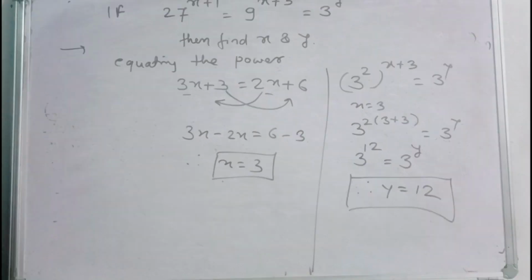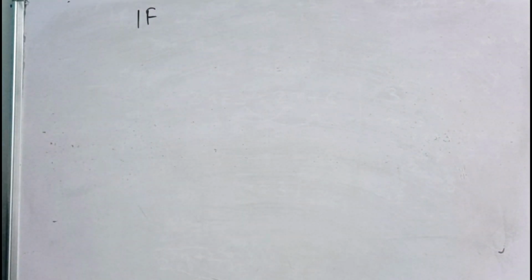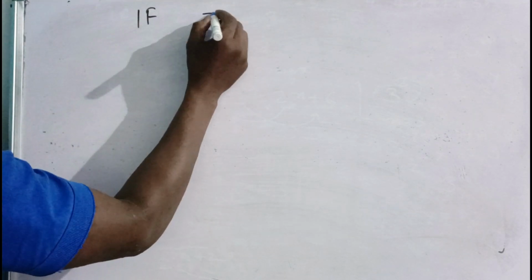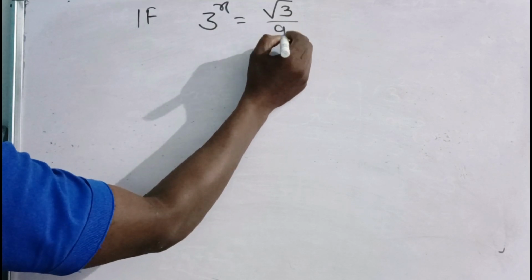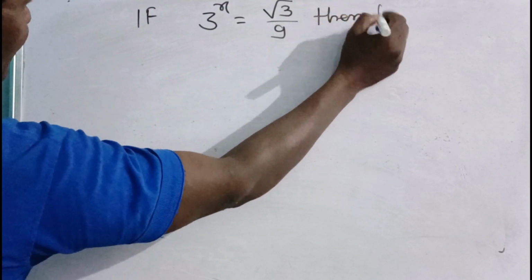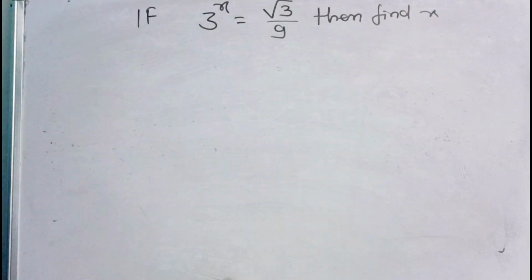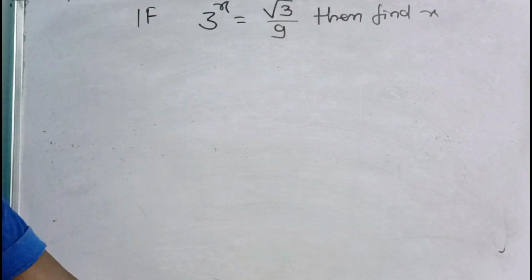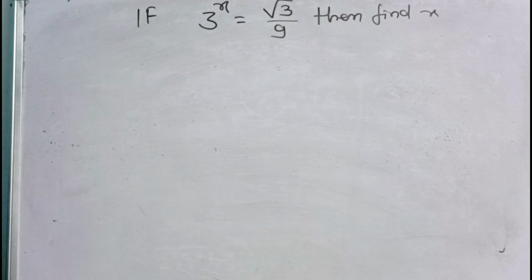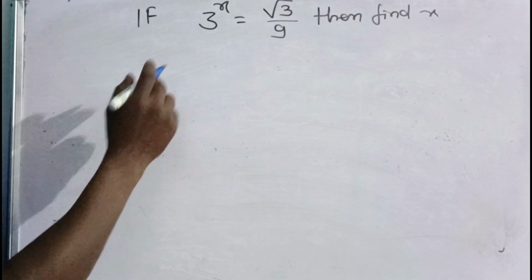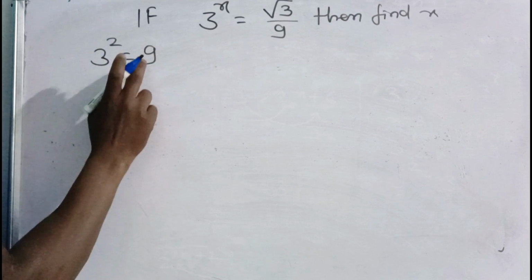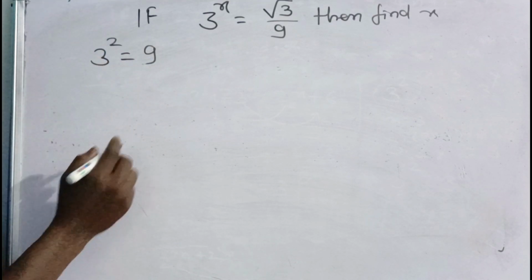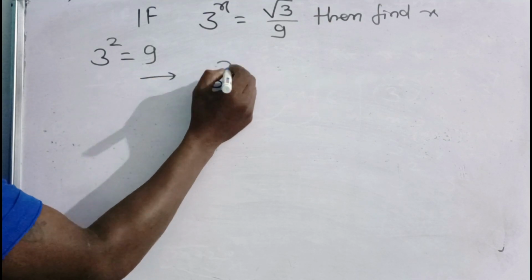Then, if 3 raised to the power x is equal to under root of 3 by 9, then find x. Now, in this problem, here there is 9, so first of all we have to bring it into the form of 3. 3 square is nothing but 9. Then instead of 9, we can write here 3 square. So the solution is 3 raised to the power x.